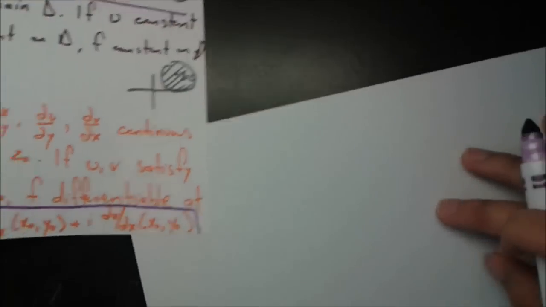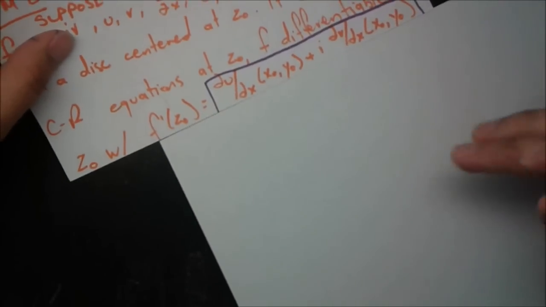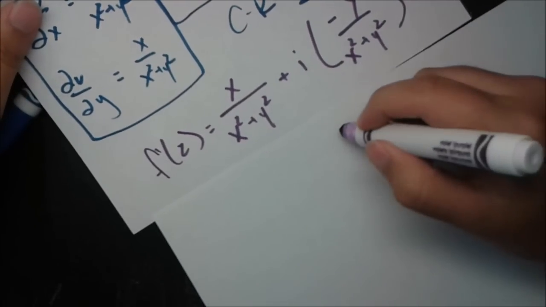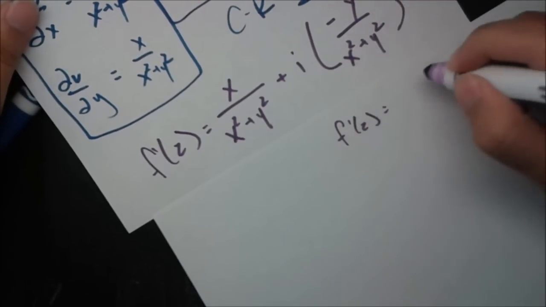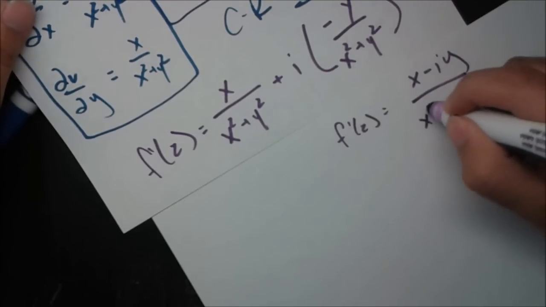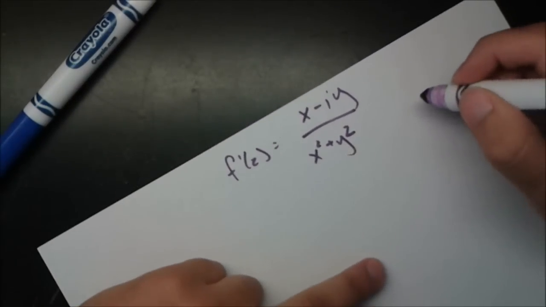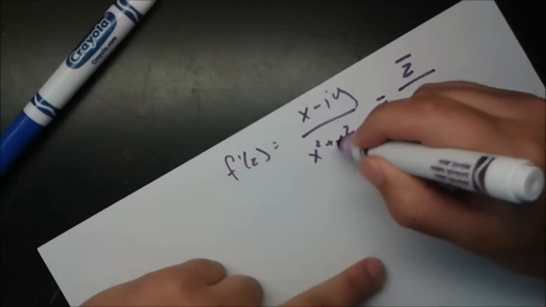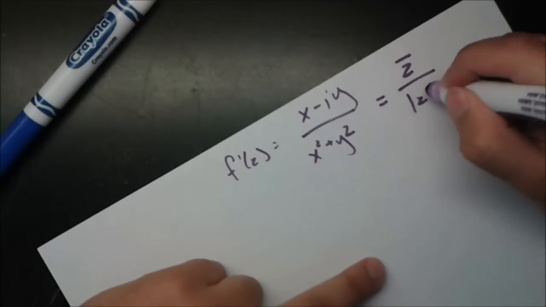Let's just write down what we had from the previous page. I'm going to clean this up. I'm going to write it as f prime of z equals x minus iy all over x squared plus y squared. Okay, x minus iy is another way to write what? The conjugate of z, because z is x plus iy. And x squared plus y squared is what? It's the modulus of z squared.